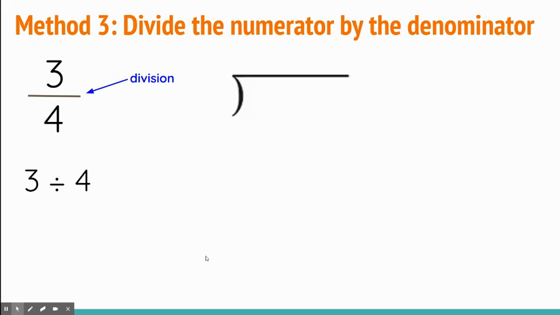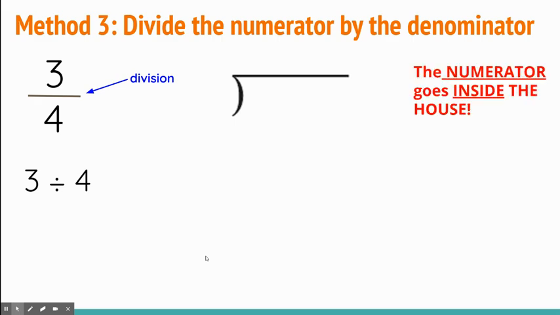When we set up our division problem, something we really need to remember is that the numerator will always go inside the house. A lot of times we like to put the bigger number inside the house, but we have to remember that the numerator, the number on the top, or the first number, is the number that goes inside the house. So I'm going to put the 3 in there, and then I'm going to put the 4 on the outside.